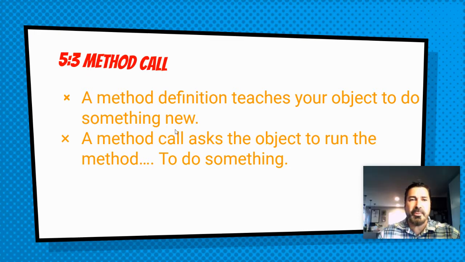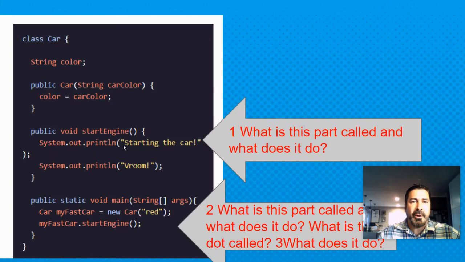Okay, so let's review from this. Say it out loud with me so that you don't have to write it down in the notes. A method definition teaches your object to do something new, and a method call asks the object to run the method to do something. So you define it and then you call it, right? So it works together.